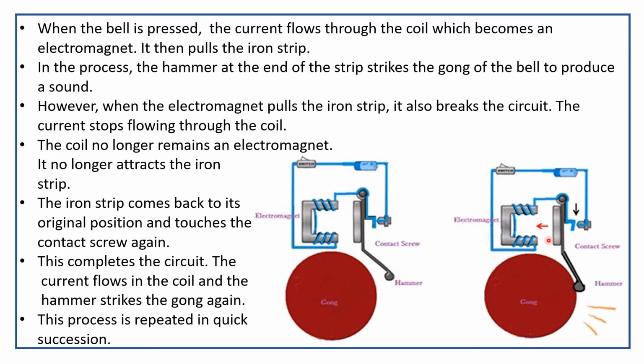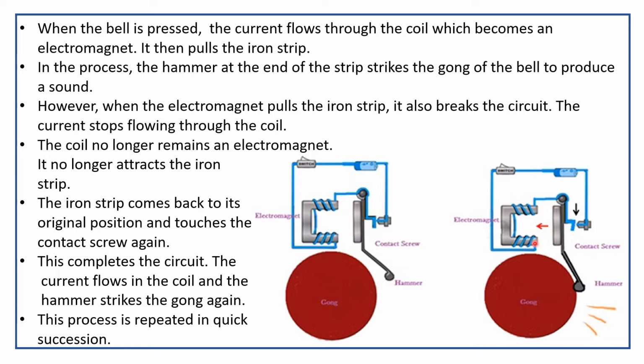However, when the electromagnet pulls the iron strip towards it, it also breaks the circuit. You can see it is no longer in contact with the contact screw. The current stops flowing through the coil. It no longer attracts the iron strip. Now the horseshoe magnet no longer attracts the iron strip.